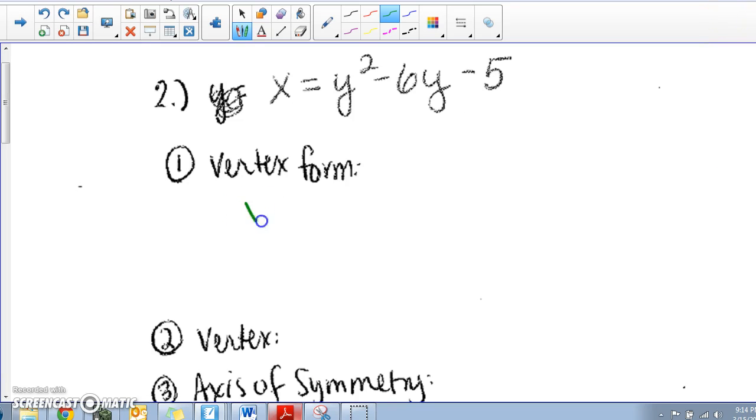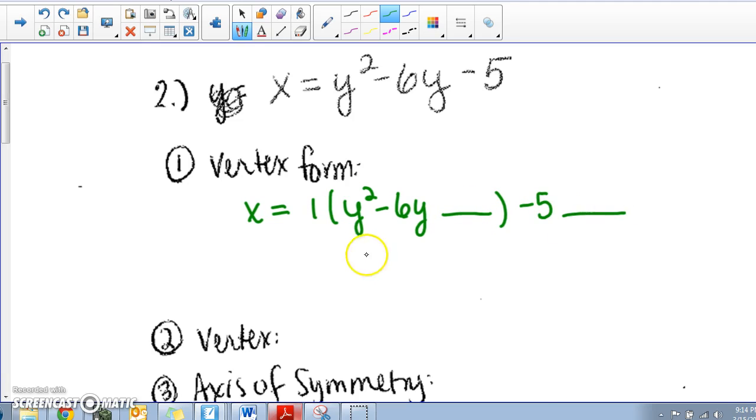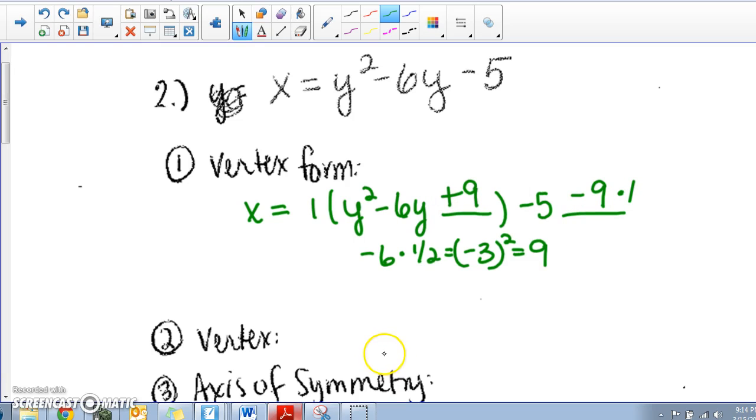So the first thing we're going to do is what we learned yesterday or Friday. You could pull that one out or not. We'll complete the square by taking negative 6 times a half, getting negative 3 and squaring it, and that's 9. So we're going to put a plus 9 here and a minus 9, and technically we multiply that by 1. So our answer is 1.